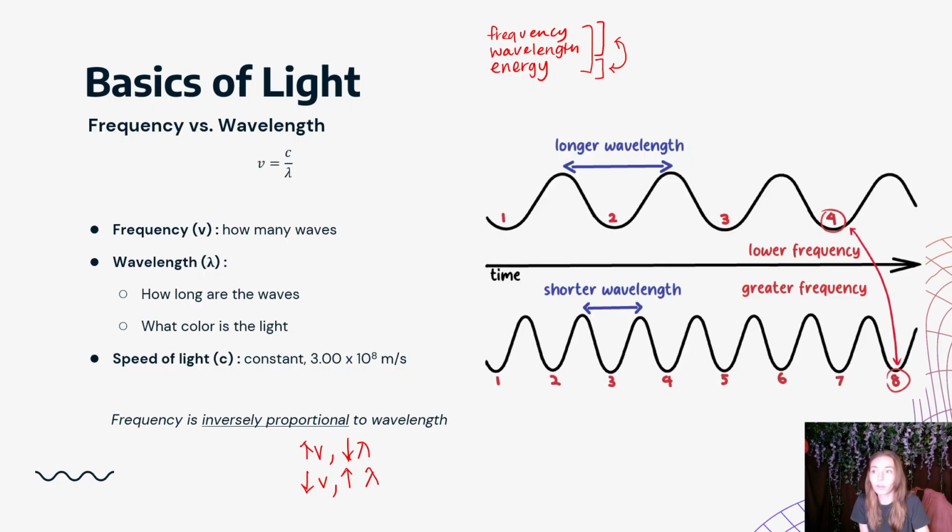Cool? Cool. We have a formula that we can use to display the relationship between frequency and wavelength, and it is v equals c over lambda. So frequency equals speed of light, which is constant, over lambda, which is wavelength. Here is the number for the speed of light. It's constant, it doesn't change. This is a universal principle within our universe, and it's wonderful.